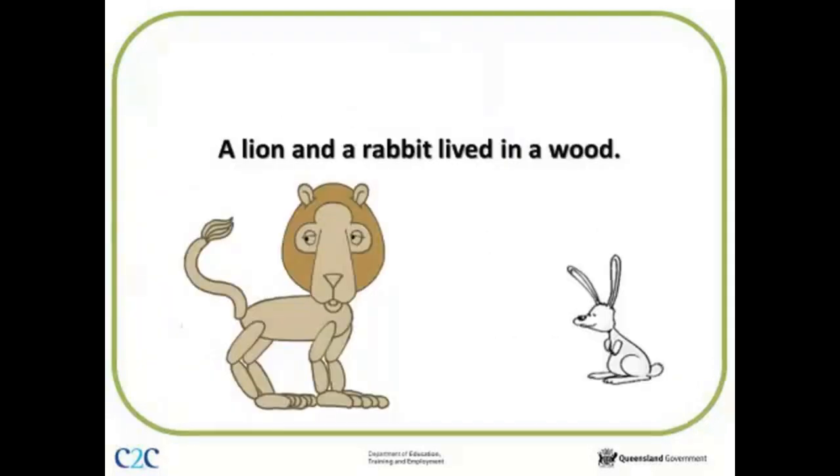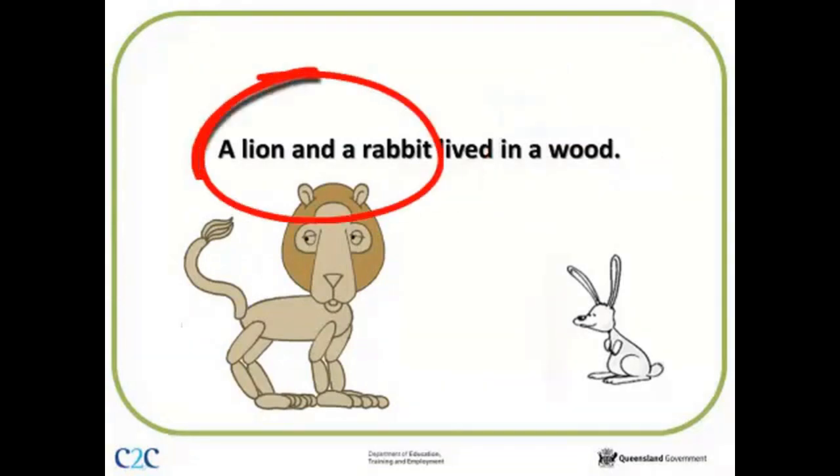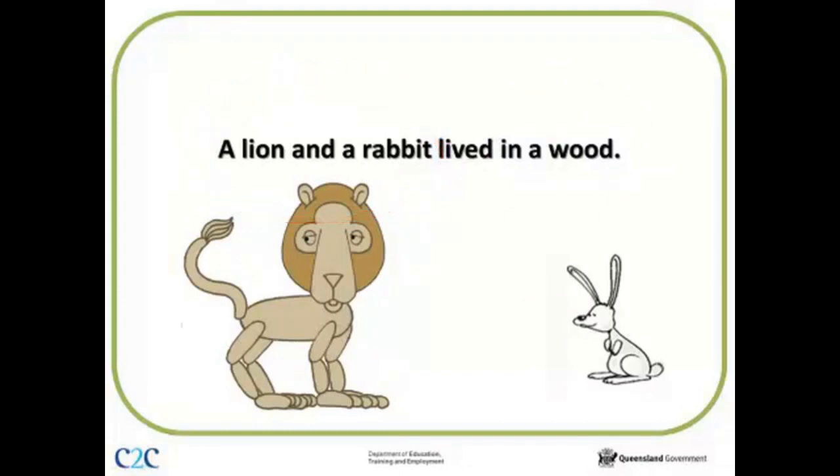A lion and a rabbit lived in a wood. Does this introduction grab your interest? Is it engaging? We can tell the setting. It's in a wood. And the characters are the lion and a rabbit. But how can we make it more interesting? What are some language features which would add details and interest to the setting, and characters, and details about time?